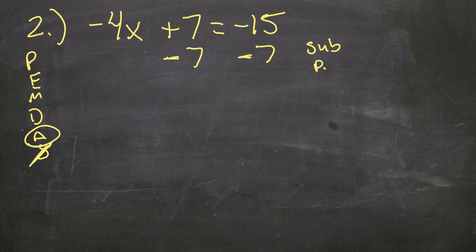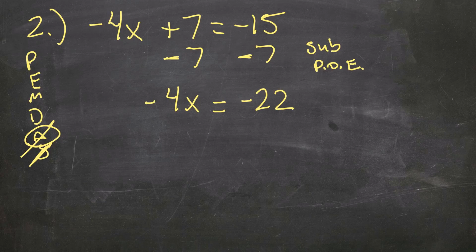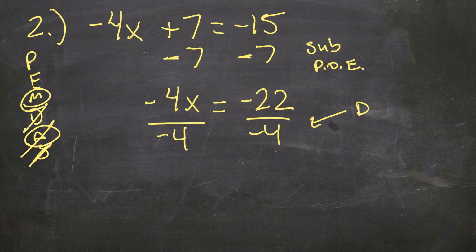Subtraction property of equality. The reason we're writing that is so you can reiterate that when you see addition, you subtract both sides to get rid of it. I end up with negative 4x equals negative 22. Now, there's no more addition, there's no division, but look, there's multiplication. How do I get rid of multiplication? By division. That's called the division property of equality. And once again, we're writing this so we reiterate that if you see multiplication, you use division on both sides to get rid of it.